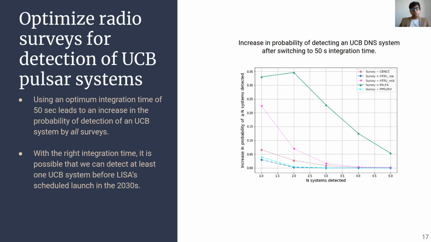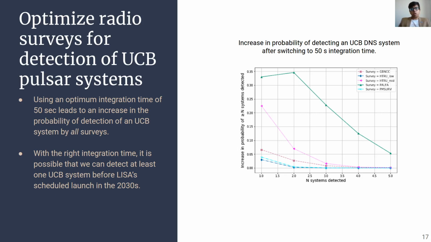To explicitly show that this does indeed improve the detection probability, we use an optimum integration time of 50 seconds for all of the radio pulsar surveys that we've considered so far. And we calculate the probability of detecting these UCB systems using this optimum integration time. The results are shown in the plot on the right hand side, where the y-axis shows the increase in the probability of n systems being detected by a given pulsar survey, and the n systems detected is on the x-axis.